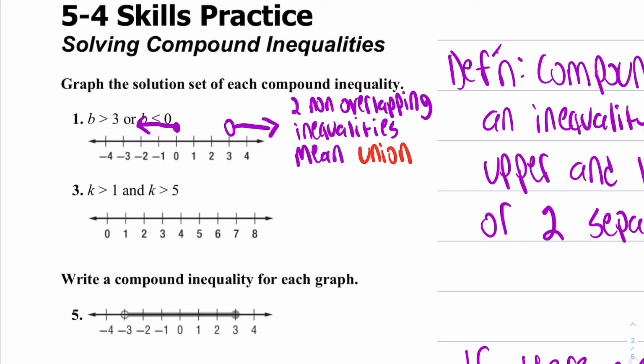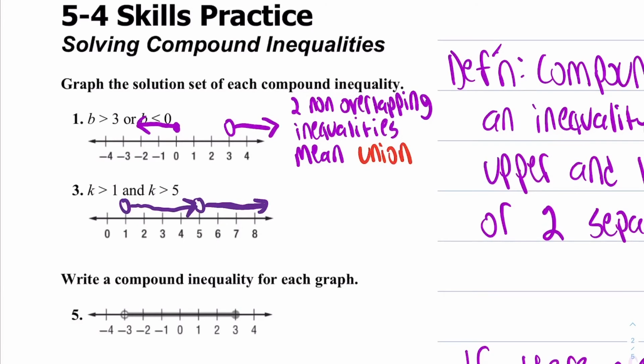k is greater than 1, so we can be numbers that are bigger than the number 1, and k is greater than 5. Alright, so we can be numbers bigger than 1, and we can also be the numbers bigger than 5. So these two are going to overlap. They will overlap. There's a hitch.